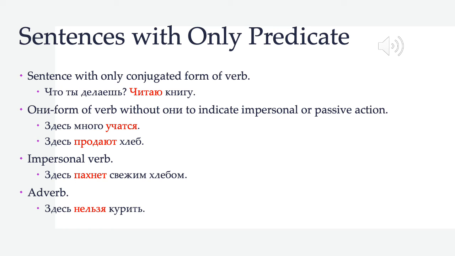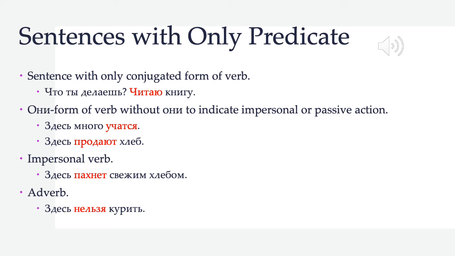We can also have an impersonal verb, like to grow cold, to grow dark, to smell, something like that. So we could say, for instance, здесь пахнет свежим хлебом. It smells like fresh bread here. As a side note, pay attention to the use of the instrumental in свежим хлебом. When something smells like something in Russian, you use the instrumental. It's another one of those verbs that takes the instrumental. So, здесь пахнет свежим хлебом. It smells like fresh bread here.